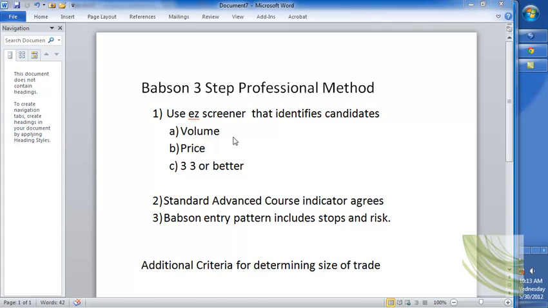This is incredibly straightforward. Then we're looking for the standard advanced course indicator to agree. And then we're looking for an absolutely textbook Babson entry pattern that includes stops and risk. Now, the only thing that's used in addition to this is you'll have additional criteria for determining the size of the trade. And this is because there are three different things that we might look for once these criteria here are met.